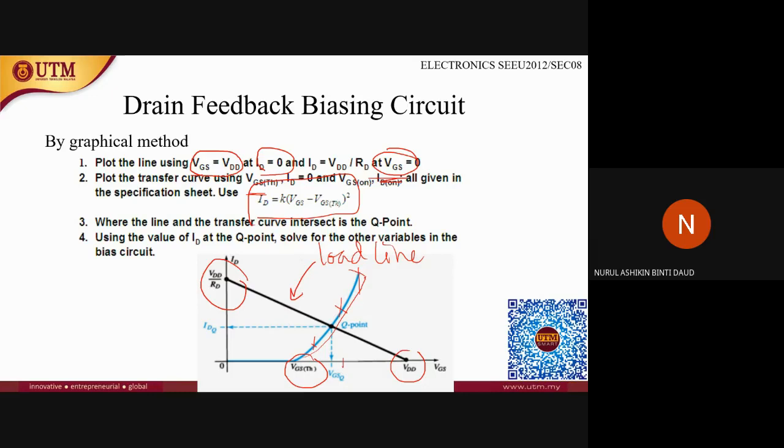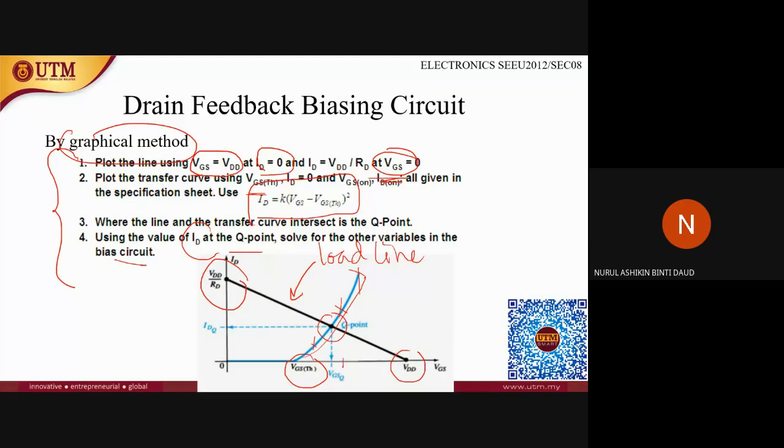Then you can see the cross section here. The cross section is going to be the Q point for this circuit. Using the value of ID at the Q point, solve the other variables in the bias circuit. From here you can find the other values for this circuit. So these are the steps if you want to use graphical methods.